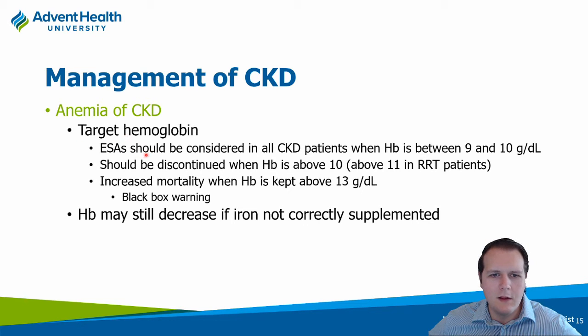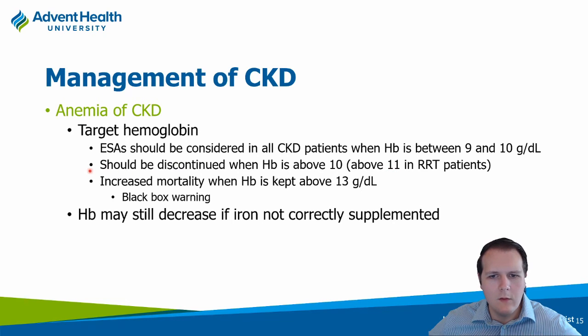But basically, you want to consider starting it when the patient's hemoglobin is getting down around between 9 and 10 grams per deciliter, and then we'll go ahead and discontinue it when they get up to around a level of say 10, or above 11 in renal replacement therapy patients. Again, these are patients on hemodialysis who are going to be losing blood due to frequent venous sticks and things like that. So that's why we shoot for a little higher amount there.